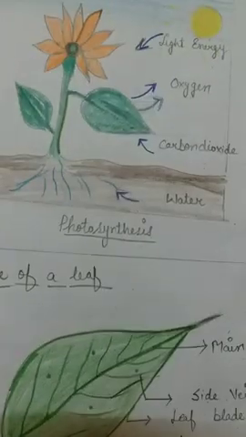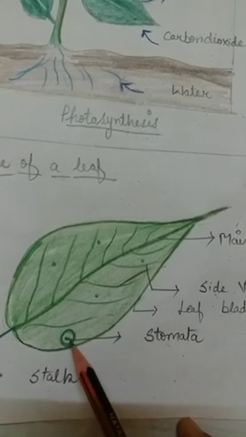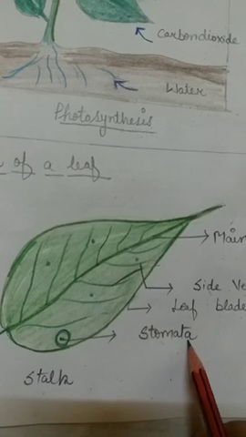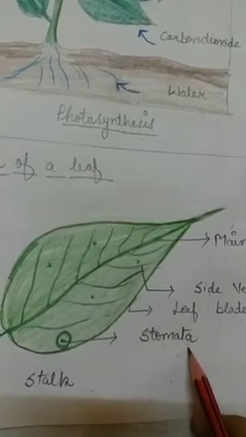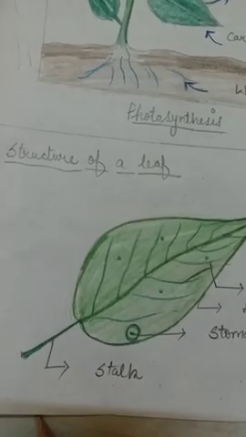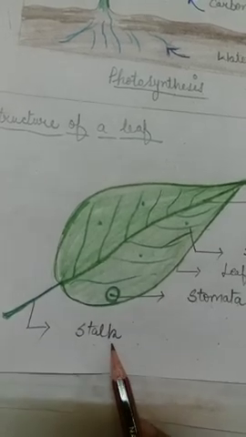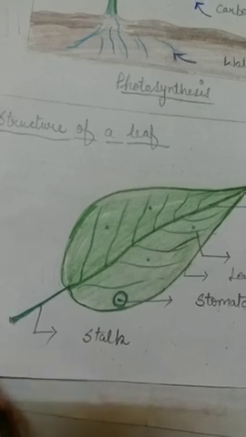You have already read that on the lower surface of the leaf there are small pores, and these small pores are called stomata. These small pores help the plant to breathe. The last structure which you have to label is the stalk. This stalk attaches the leaf with the trunk.